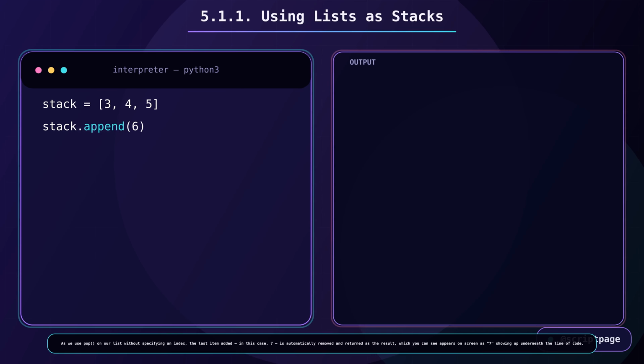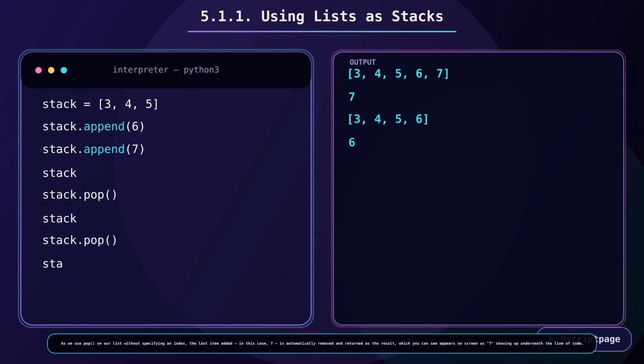As we use pop on our list without specifying an index, the last item added, in this case, 7, is automatically removed and returned as the result, which you can see appears on screen as 7, showing up underneath the line of code.